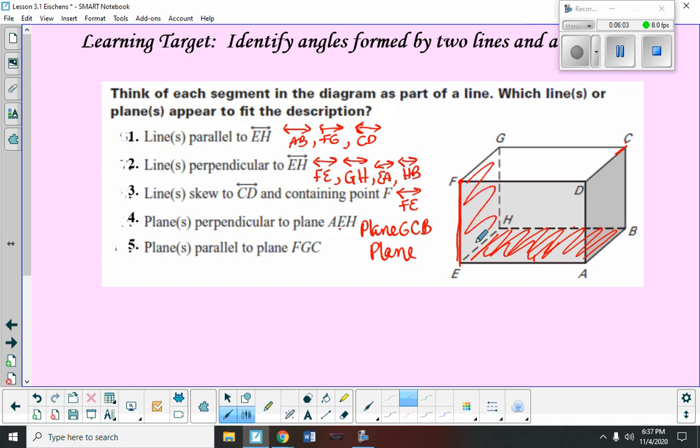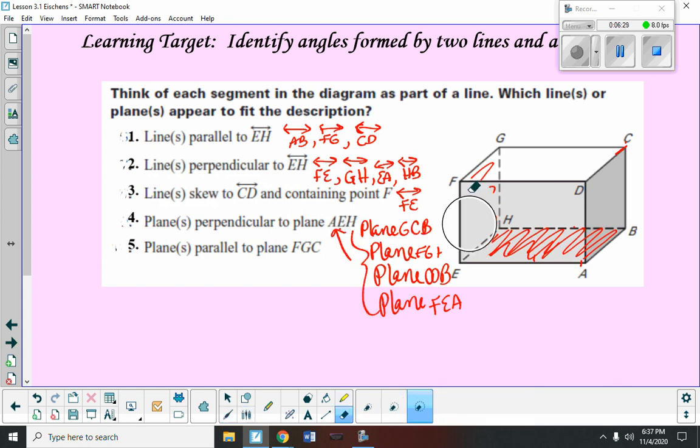This side right here, plane FGH, or this side, plane CDB, or the front of the box. So all four sides are perpendicular to the bottom, plane FEA. So any three points on each side you would name. So all of these are the answer.